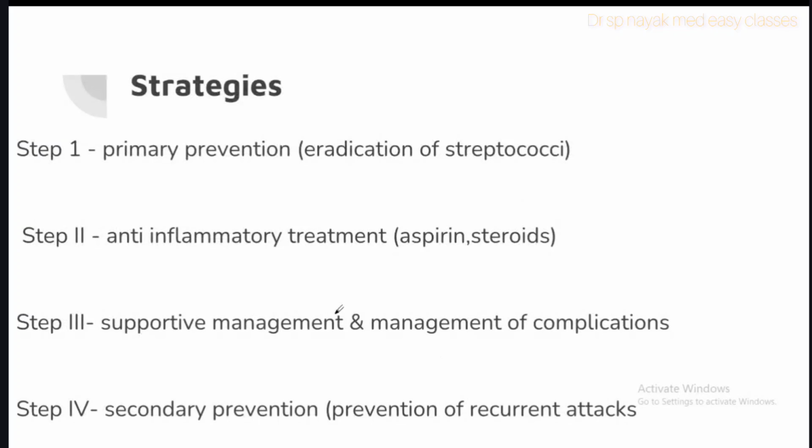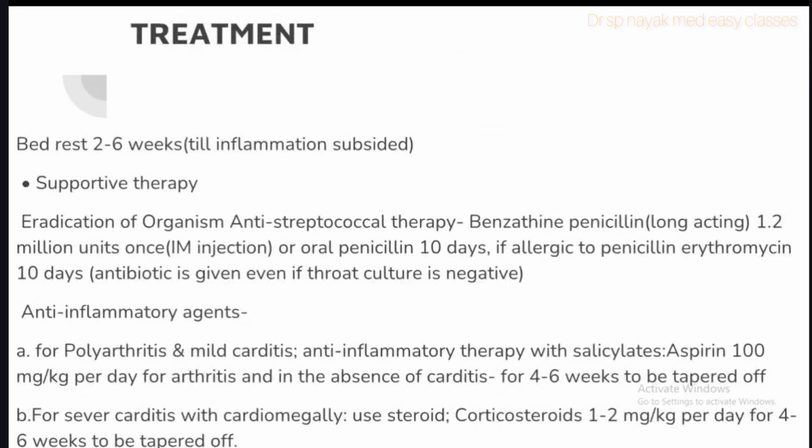Now we are going to focus on treatment strategies. Treatment strategies involve four steps. Step one is primary prevention, which involves eradication of streptococci. The second step involves anti-inflammatory treatment, which includes aspirin and steroids. Step three includes supportive management and management of complications. Step four includes secondary prevention, prevention of recurrent attacks. Now, what is the treatment? Treatment includes bed rest for 2 to 6 weeks till the inflammation has subsided.